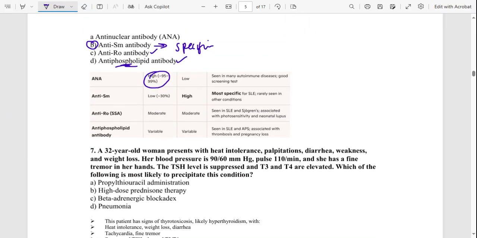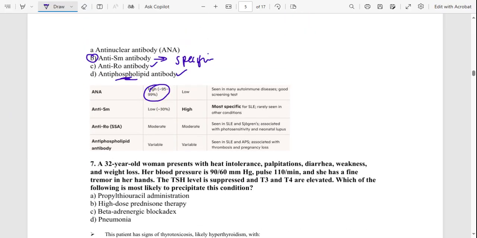Number 7, a 32-year-old woman presents with heat intolerance, palpitations, diarrhea, weakness, and weight loss. Her blood pressure is 90 over 60, pulse is 110 per minute, and she has a fine tremor in her hands. The thyroid stimulating hormone level is suppressed. T3 and T4 are elevated. Which of the following is most likely to precipitate this condition?